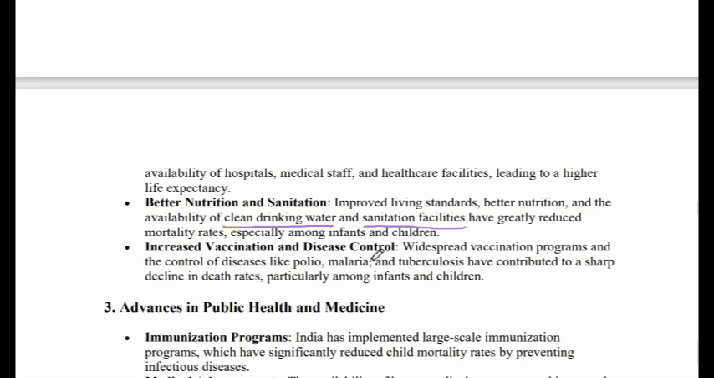Vaccinations and controlling diseases. Widespread vaccination programs and the control of diseases like polio, malaria, tuberculosis have also contributed to a sharp decline in death rates, especially among infants and children. They are more prone to polio, malaria, tuberculosis like diseases. And because of the vaccination programs being run by the government, that has contributed greatly to the decrease of death rates, especially among the children.